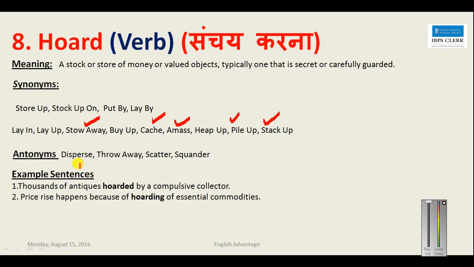And antonyms for this word will be disperse, throw away, scatter, and squander. This word is also very common. Squander means to waste something, to waste money unwisely. Scatter, throw away, and disperse. Very important words. Now let us look at the example sentence. Thousands of antiques hoarded by a compulsive collector. Price rise happens because of hoarding of essential commodities. This is true. So hoard means to accumulate, to collect, and to pile up things.